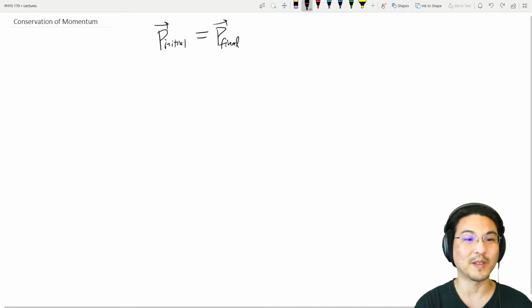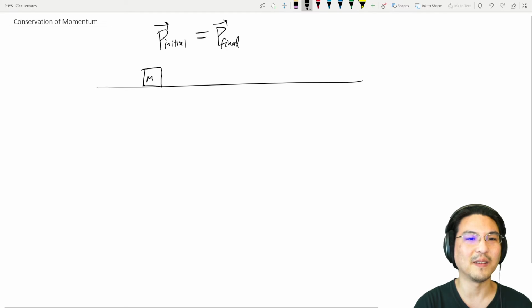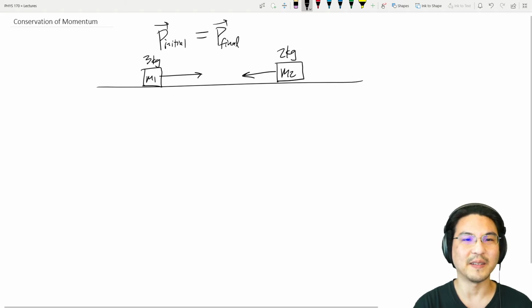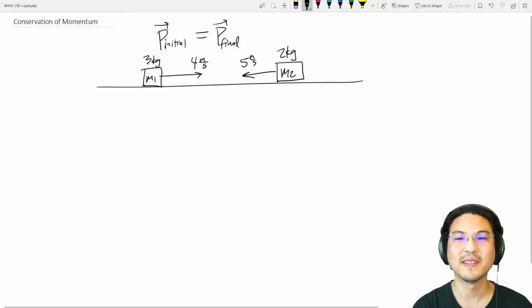So for example, let's say I have a smooth surface and there's a block here going this way. Let me make up some numbers. So let's say it's 3 kilograms. And then there's a block here, and I'll just make up a number, going this way. Okay, and then let's say this is 4 meters per second. This is 5 meters per second.